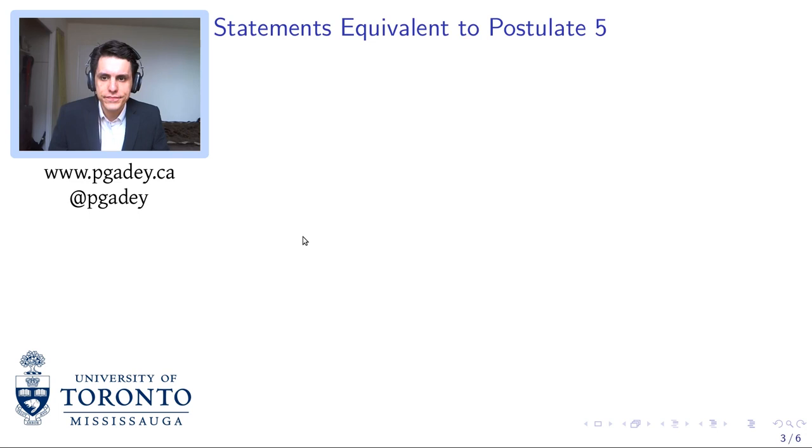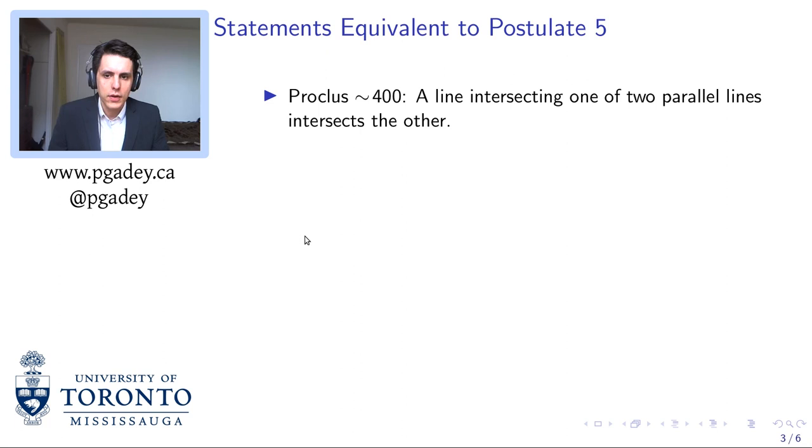So here are several statements equivalent to the fifth postulate. Proclus in 400 said, "A line intersecting one of two parallel lines intersects the other." So if we have a pair of parallel lines, and we have a line that intersects one of them, then it must at some point intersect the other parallel line. Right? Again, this agrees with our intuitions about space, and it turns out that this statement is equivalent to the fifth postulate.